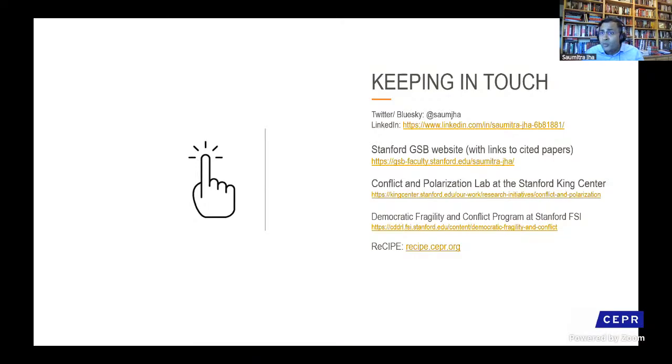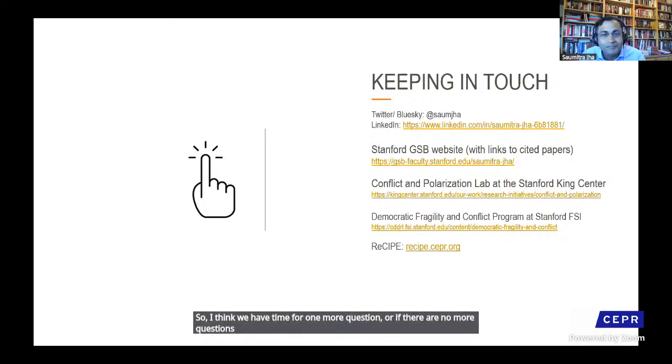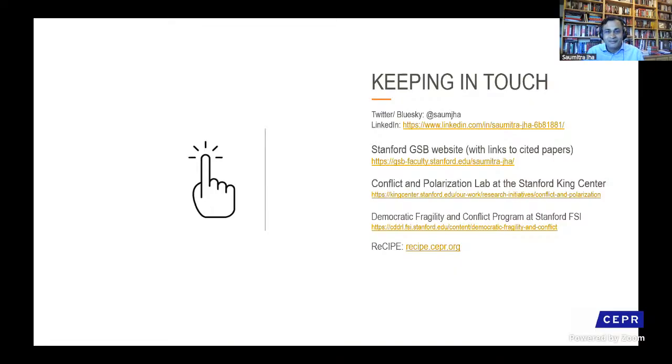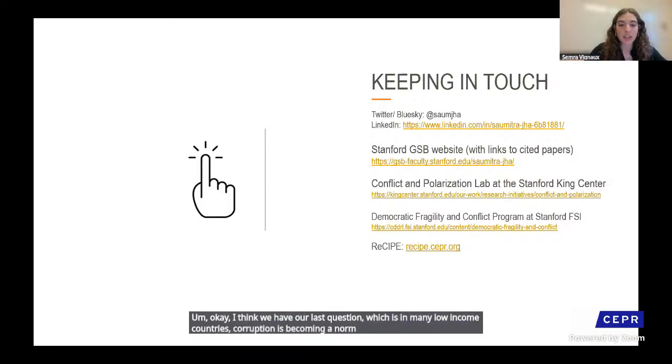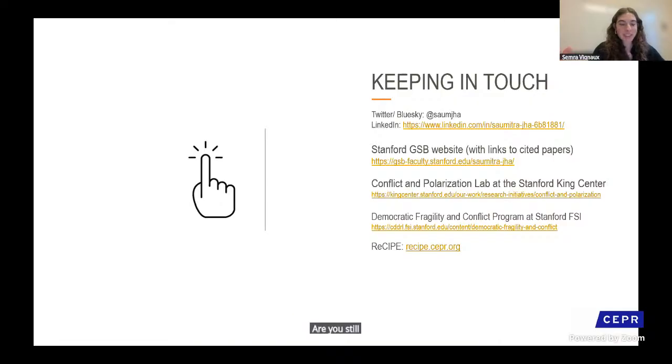So I think we have time for one more question, or if there are no more questions... Okay, I think we have our last question, which is: in many low-income countries, corruption is becoming a norm. Are you still optimistic?